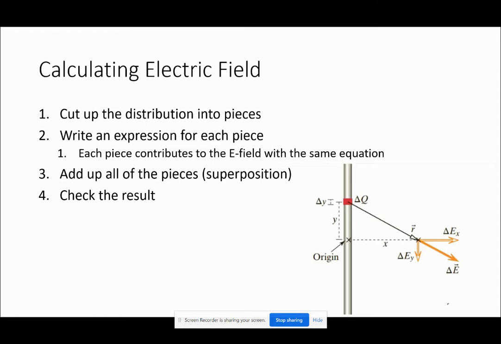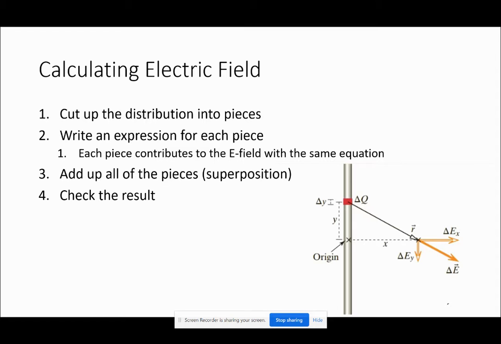I'd like to talk about how we go about calculating the electric field for uniform charge distribution. So when a set of charges are uniformly distributed throughout some geometrical shape, what does the electric field look like? And the book goes through a four-step process for doing this.